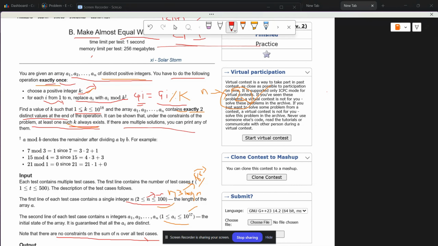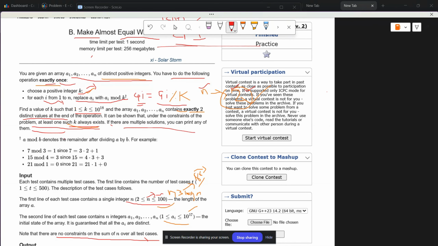So we can choose k from 1 to 10 raised to 18. That would be about 2 raised to 64 if we convert. And after we are done doing this, we should have two different values. So initially we had n different values in the array, and after doing the operation, we must have two different values. And it is also said that such an answer always exists. So there is always an answer, and if there are multiple answers, you can just print any of them.